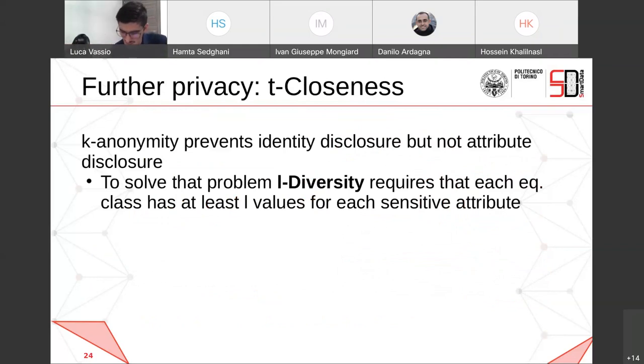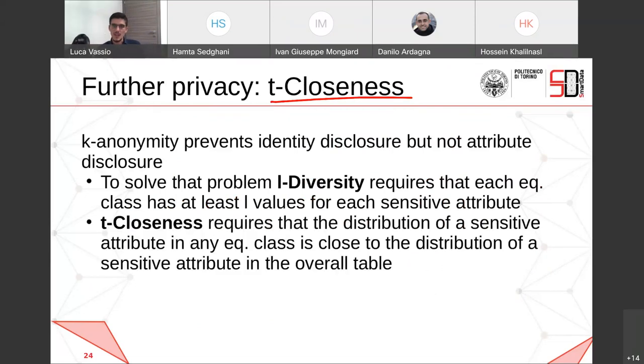So let's see briefly t-closeness. T-closeness, other than L-diversity, also requires that the distribution of a sensitive attribute in any equivalence class be close to the distribution of the sensitive attribute in the overall table. So you cannot perform the previous attack, because at the end, more or less what you will know about the sensitive attribute will be the same as the whole distribution. So your posterior probability will not increase.